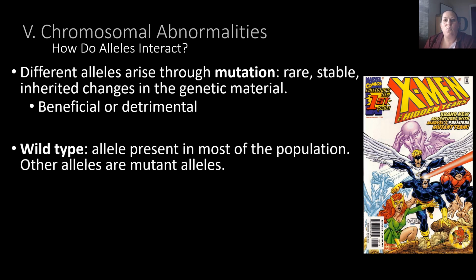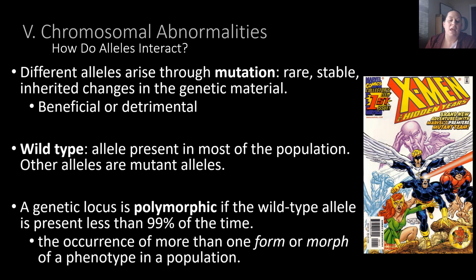So guys, they call the wild type the allele that's present in most of the population. The other allele a lot of times is known as the mutant allele, the one that's different. A genetic locus is what we call polymorphic if the wild type allele is present less than 99% of the time. It's the occurrence of more than one form or morph of the phenotype in a population.